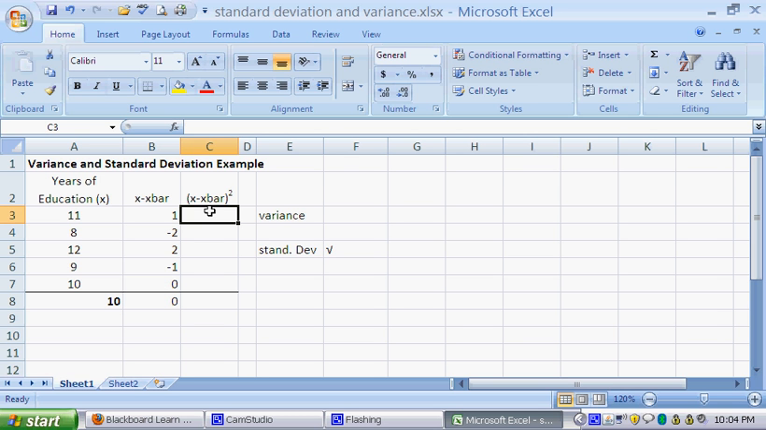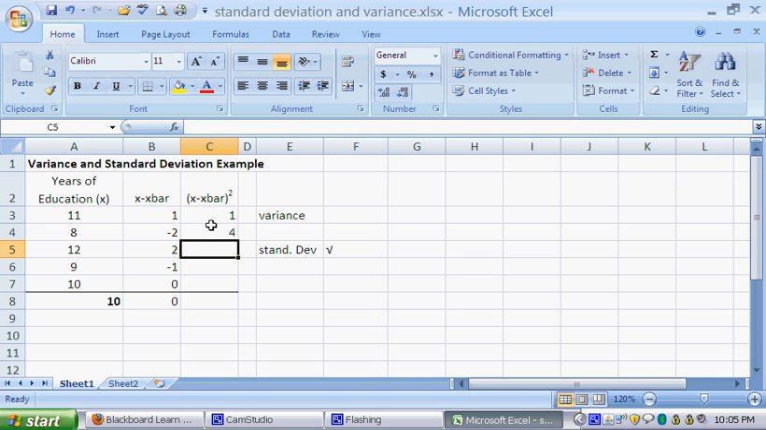Okay? So the next thing we want to do is take our deviation from the mean, or the score minus the mean, and square it. So we're going to go 1 times 1. That's squared. Then we'll go negative 2 times negative 2, which is effectively squaring it. We end up with 4.